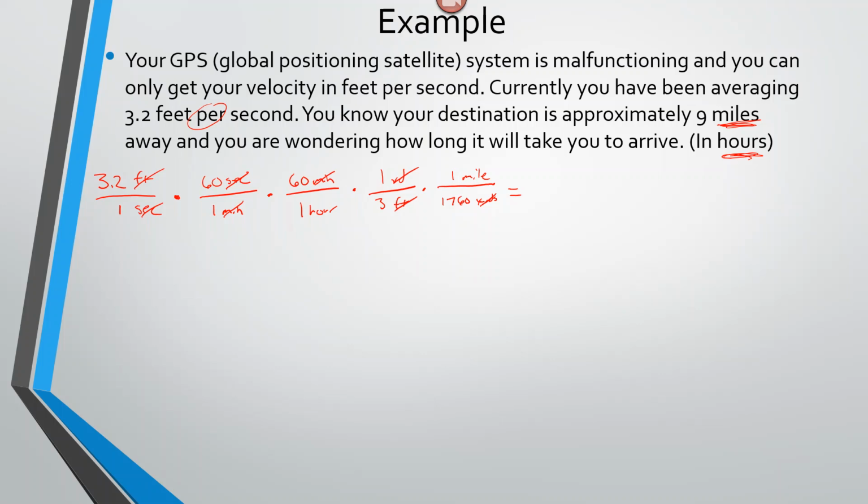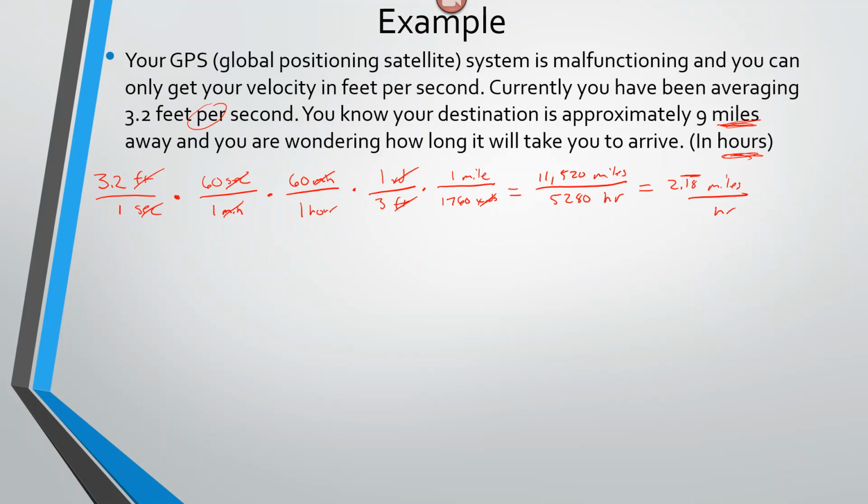So we do the math, 3.2 times 60 times 60 times 1 times 1. And we're going to end up with 11,520 miles. And if we do 1 times 1 times 1 times 3 times 1760, we get 5280 hours. So if we simplify that, we're going to end up with 2.18 repeating miles. It's 2.18 repeating miles per hour.